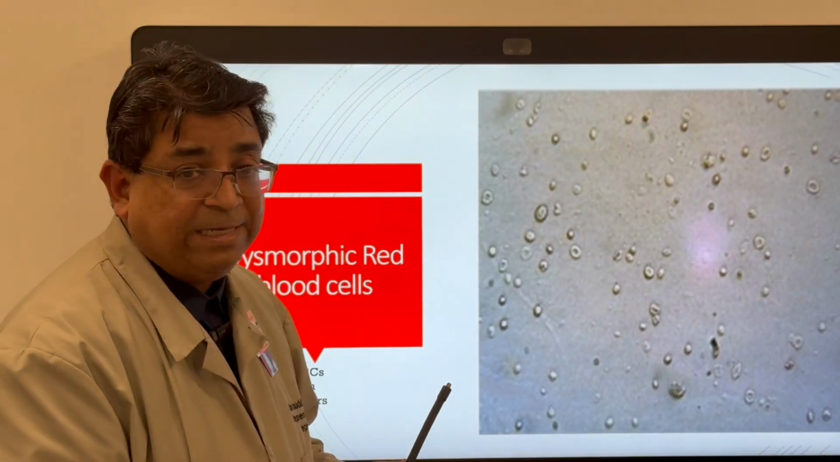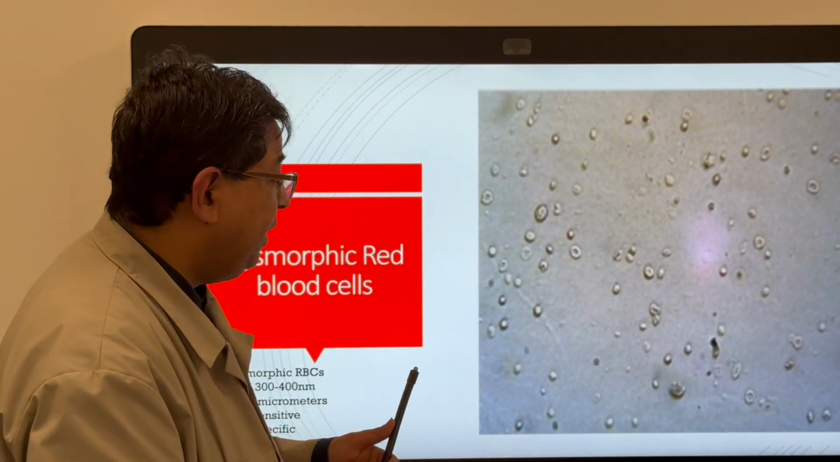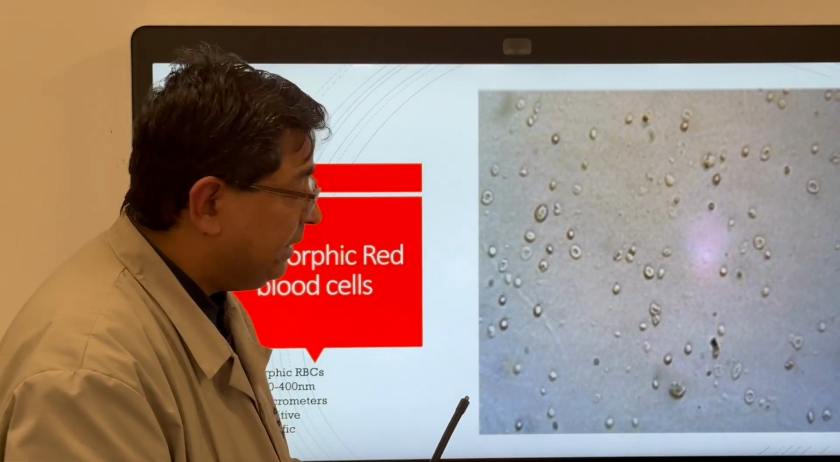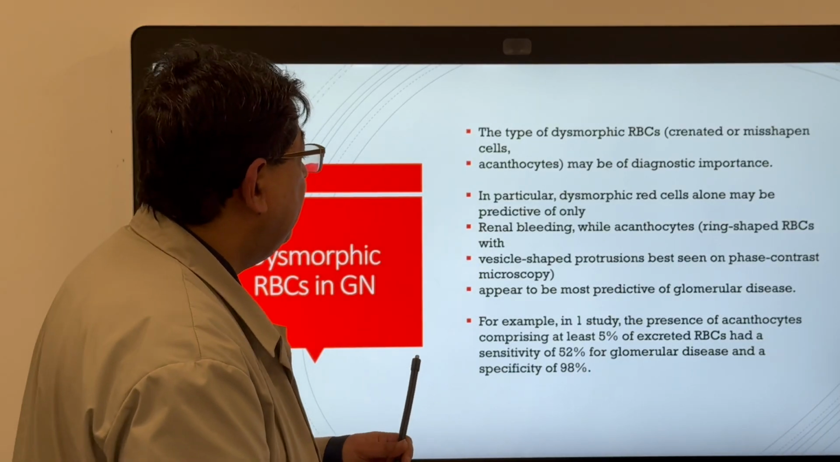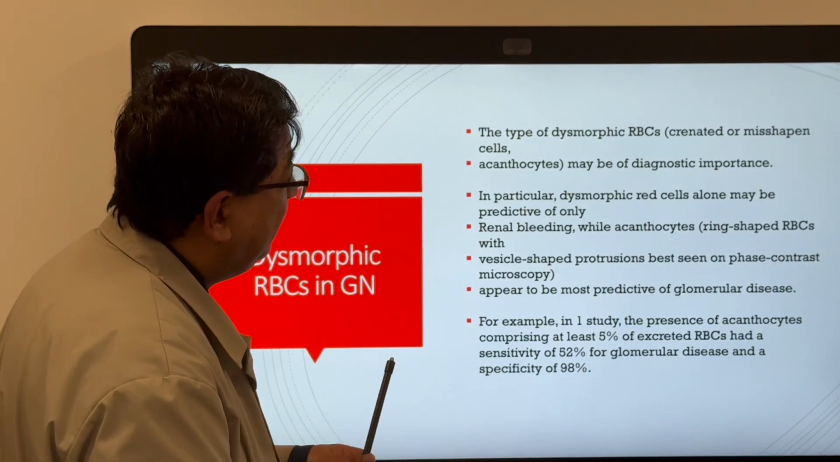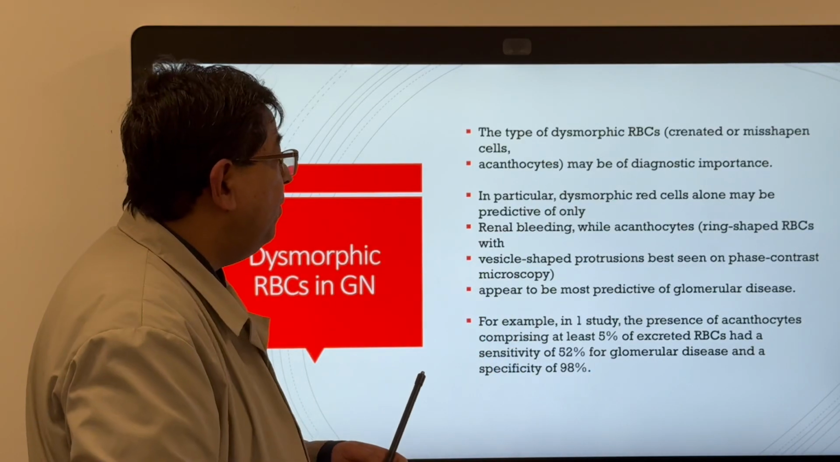Now the question is, is this renal hematuria or is this glomerulonephritis? How do you distinguish? Next slide. So, like I said, dysmorphic red blood cells implies that they're crenated or misshapen.